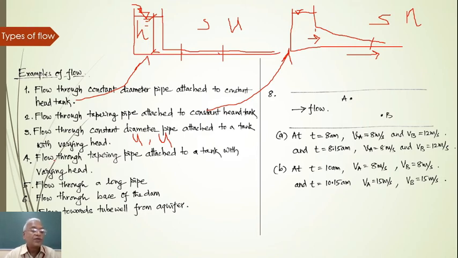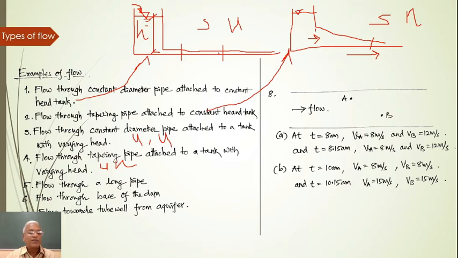Case number 4, flow through tapering pipe attached to a tank with varying head. Tapering pipe, varying head, in the sense it is both unsteady as well as non-uniform. With respect to time it changes, and with respect to space points also there will be change. So it will be unsteady and non-uniform flow. Flow through a long pipe, just a long pipe, obviously it will be uniform flow and steady flow.